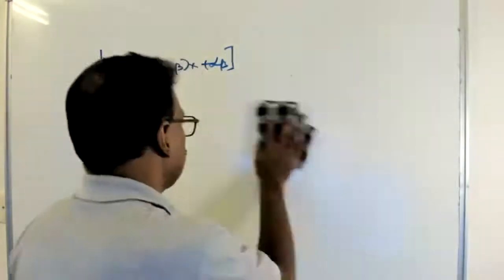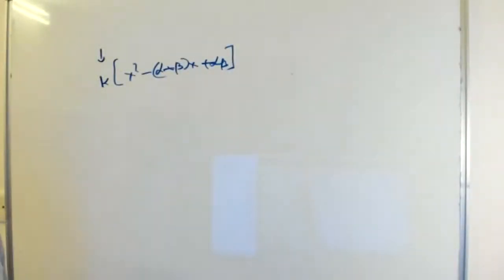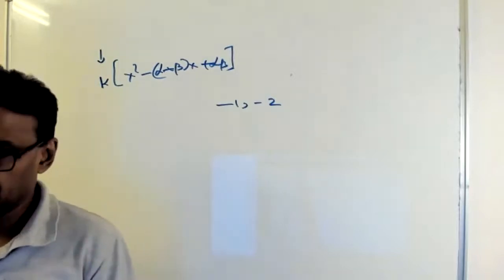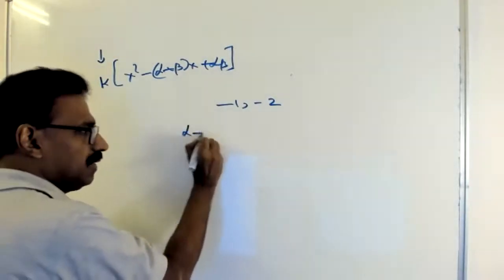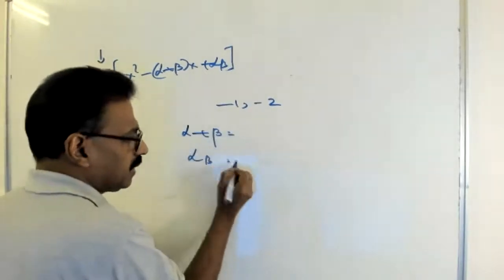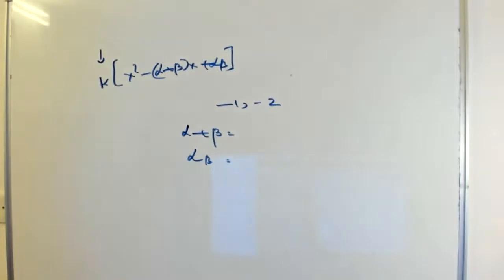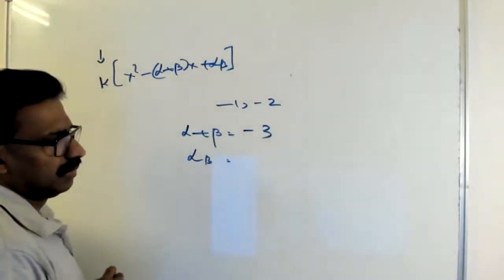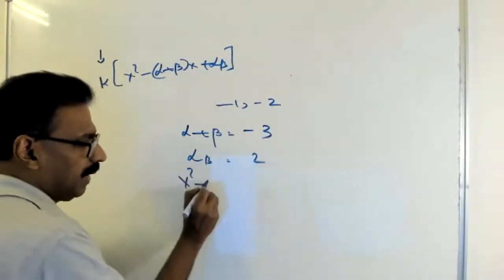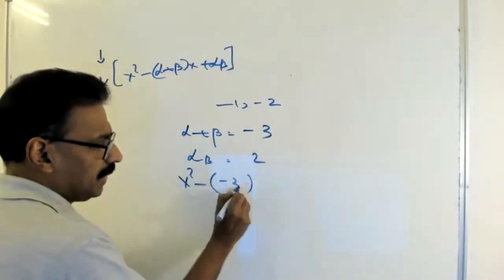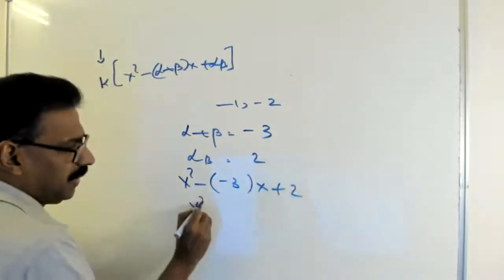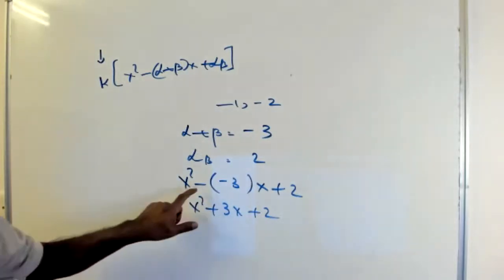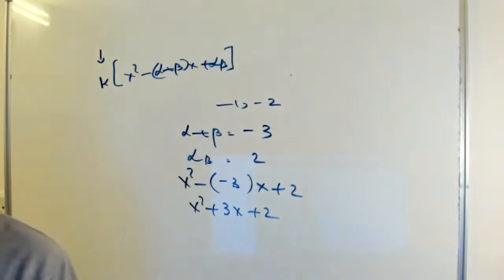Okay, next question. Next one, Harry. Minus 1, minus 2. Okay, you write alpha plus beta, alpha beta, then write the polynomial. Alpha plus beta is what? Minus 3. Alpha beta? 2. Polynomial: x square minus sum. Sum is minus 3, minus into x plus 2. So x square plus 3x plus 2. Correct or not? Yes, sir. You have to write this in bracket, then minus into minus. Okay.